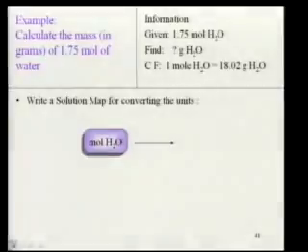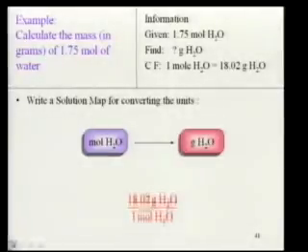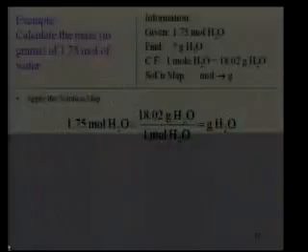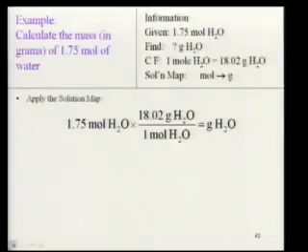I'm going from moles of water to grams of water. So I'm going to use the molar mass I just figured out by adding up on the periodic table. I take 1.75 moles of water times the molar mass, that's this ratio here. I know that if I have 18 grams of it, I have 1 mole. So these are going to cancel out, and I'm going to be able to convert my moles into grams.